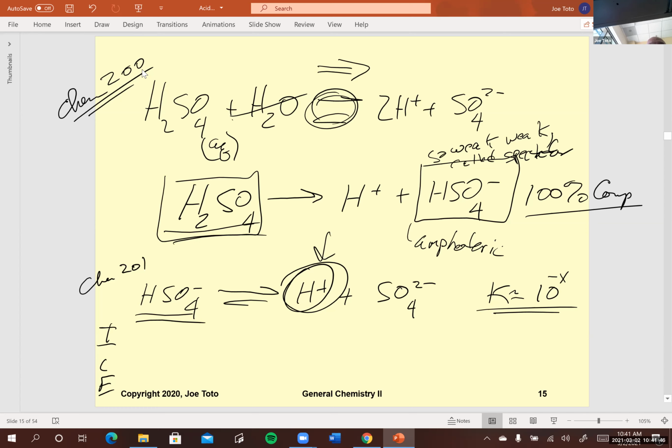So for sulfuric acid, the moral of the story is the first proton's strong, the second one's weak. So you get a combination of both worlds with sulfuric acid.